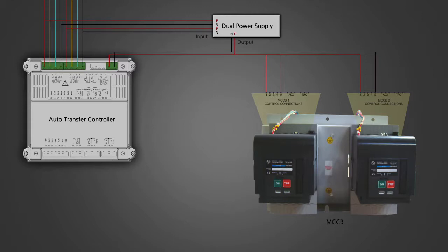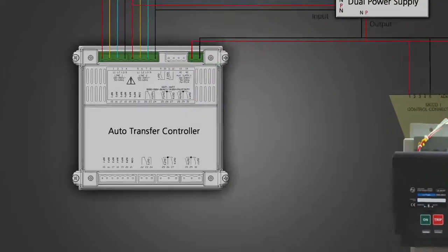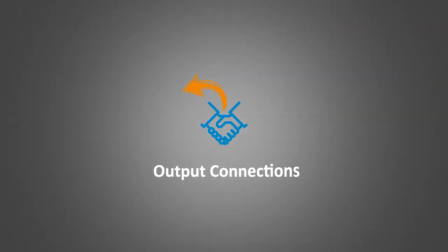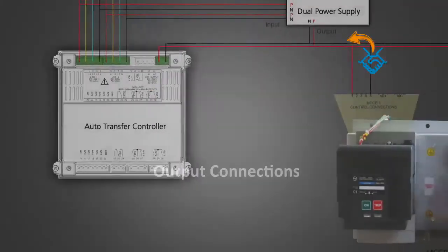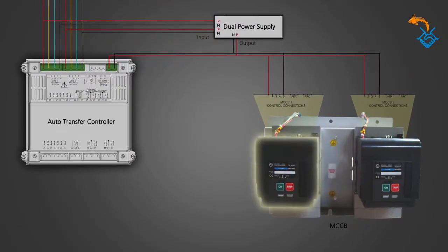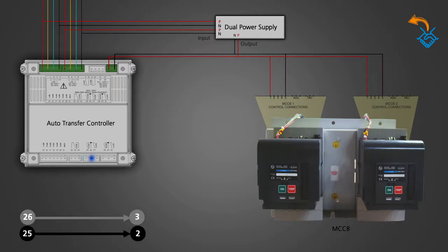This is the power connection of the controller. Next, we will look at the output connections. MCCB 1. Terminals 25 and 26 of the output 4 of the controller connected with black wire ferrule number 2 and grey wire ferrule number 3 respectively.